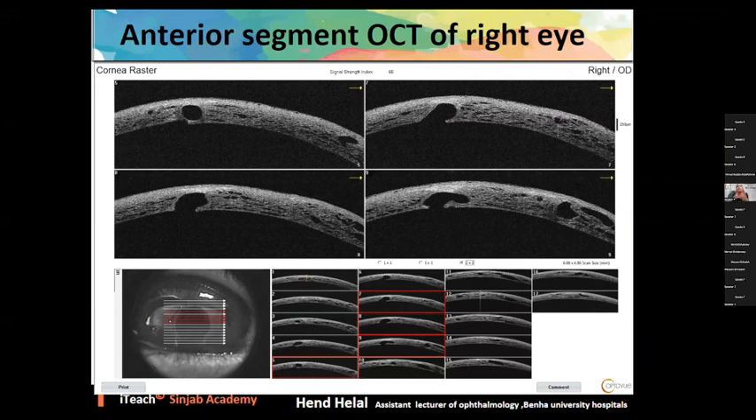So this cornea is liable for perforation at any time, even spontaneously or even with minor trauma. As a systemic disease, it affects not only one eye, but also the other eye. So I decided to do anterior segment OCT for the unaffected eye. And here was the second surprise.